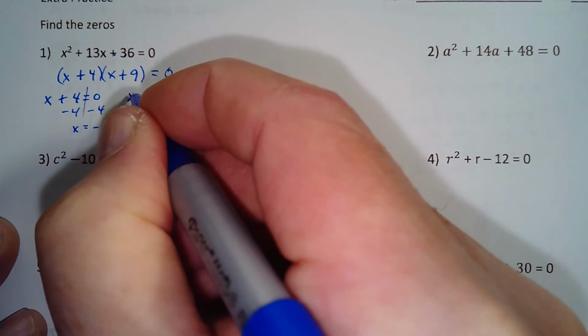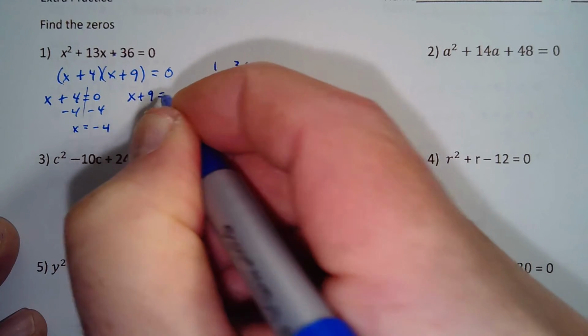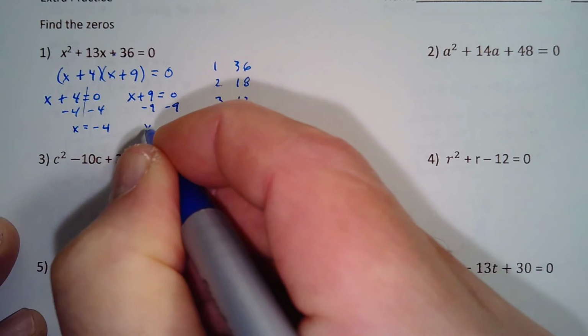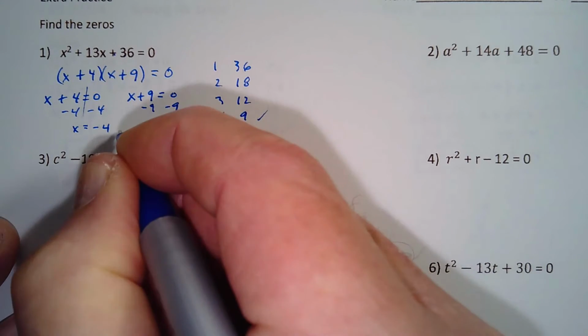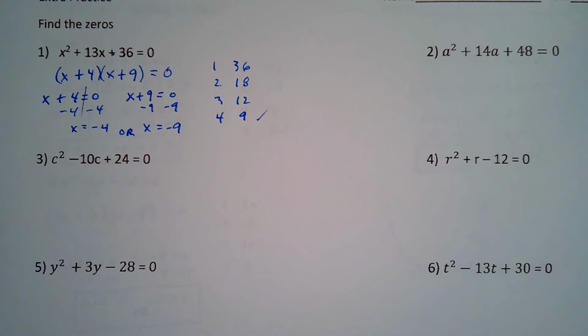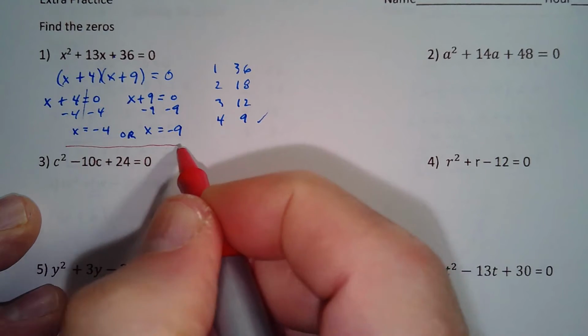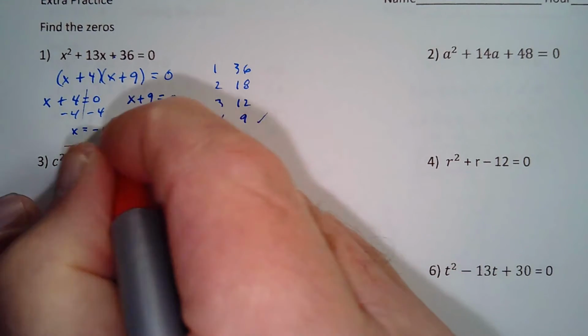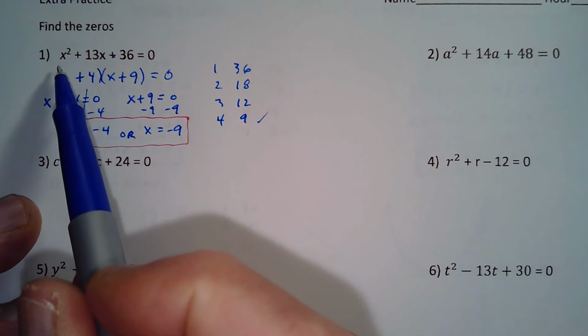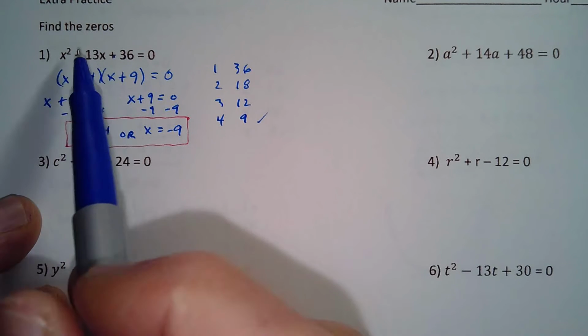And we'll go through the same process again for our second binomial. So there we're going to subtract 9 from both sides and get x equals -9. So our answer, actually two different numbers, -4 or -9. Both of those numbers, if we would go back and put those into our equation one at a time, it would give us 0 as a result.